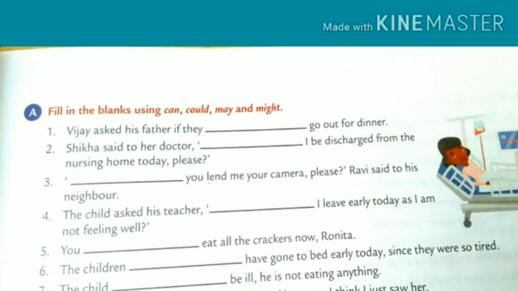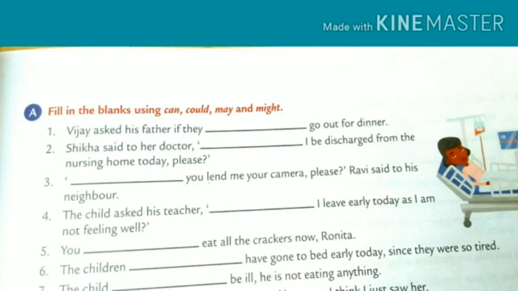Because we are asking for the possibilities to be discharged from the nursing home. So we used can. Third one, dash, you lend me your camera please, Ravi said to his neighbor. Again, we are asking for possibility. Ravi is asking for possibility. Can you lend me your camera please? Ravi said to his neighbor.